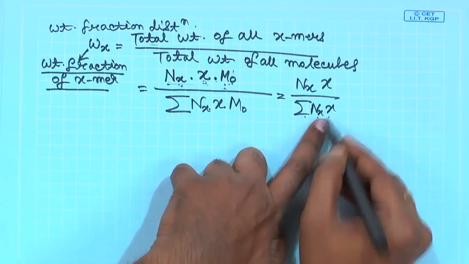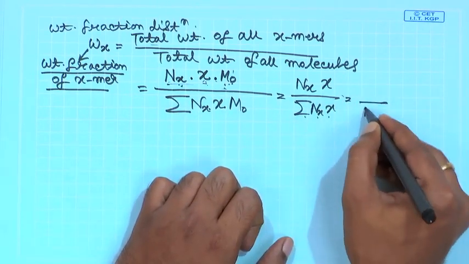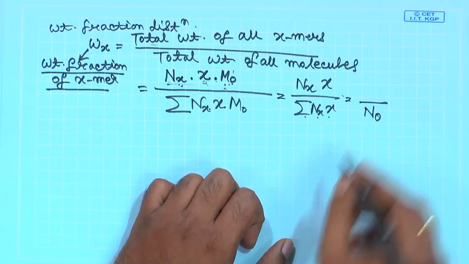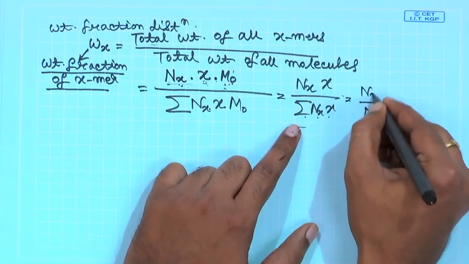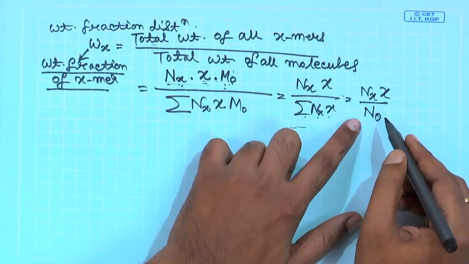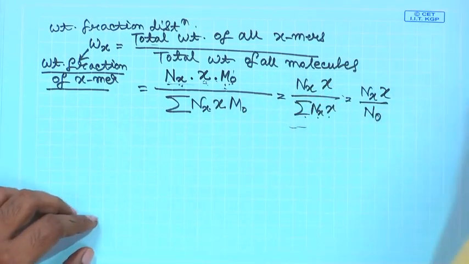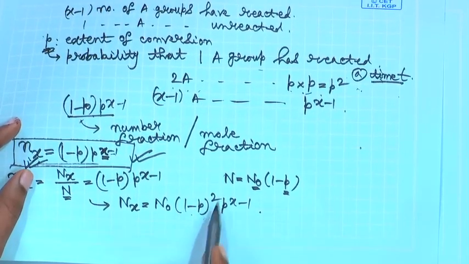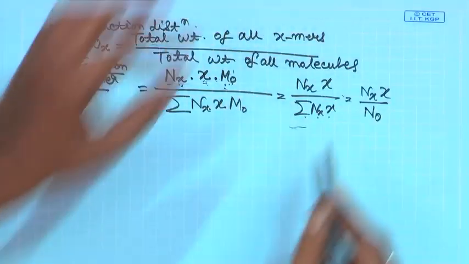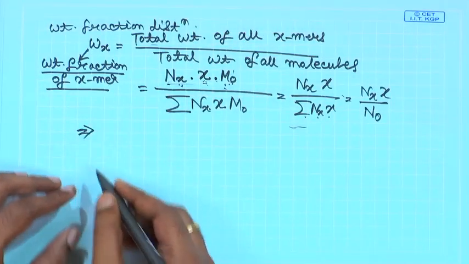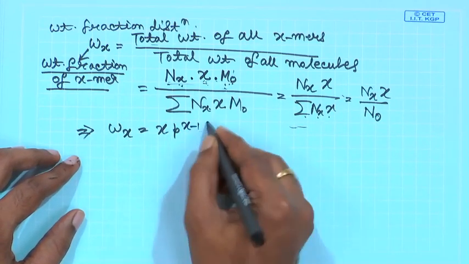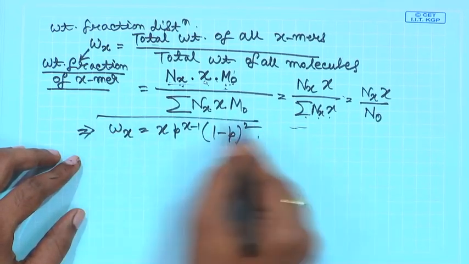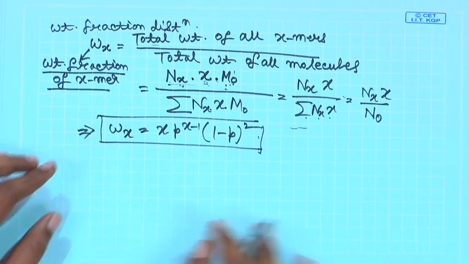Now, what is the sum over n x into x? The sum over n x into x is nothing but n0, because you are actually summing up all the number of molecules here. Now, this n x by n0 you already know from the previous result. This n x by n0 is nothing but (1 minus p) square into p to the power x minus 1. So, if you put that there, your w x becomes x into p to the power x minus 1 into (1 minus p) square. So, that is the final expression for the weight fraction of x-mer.